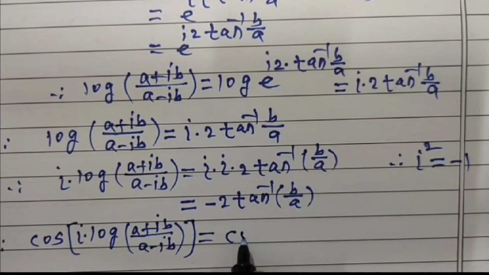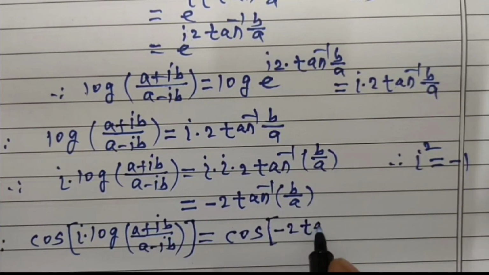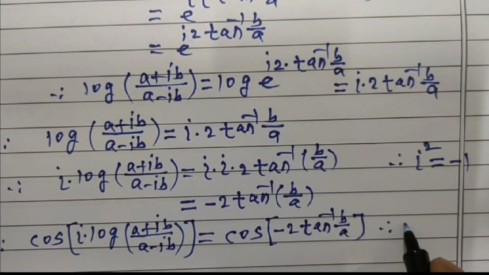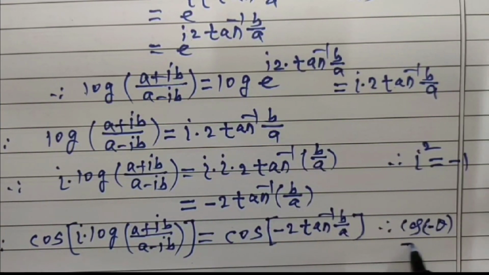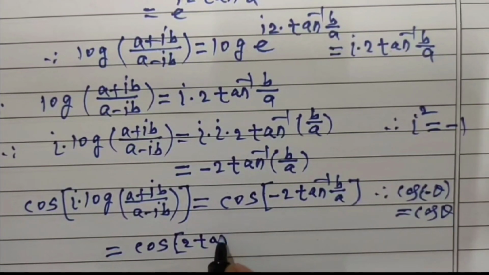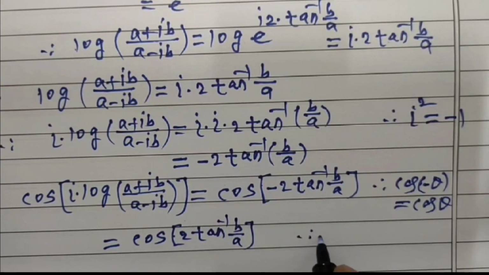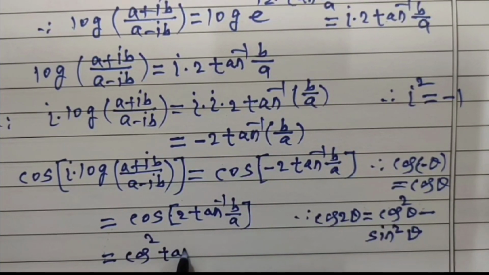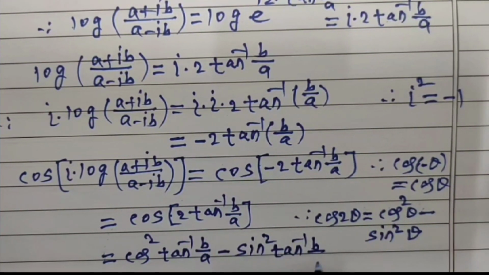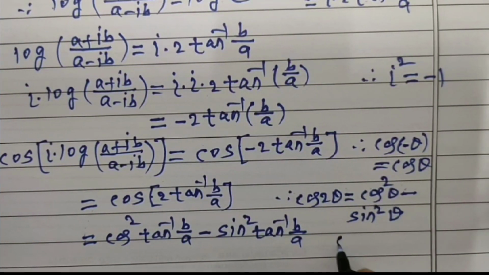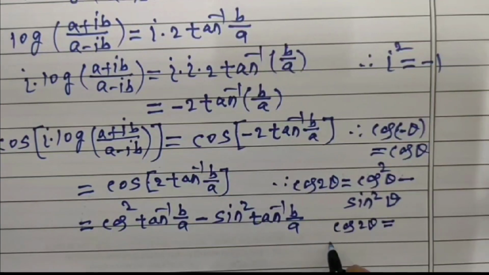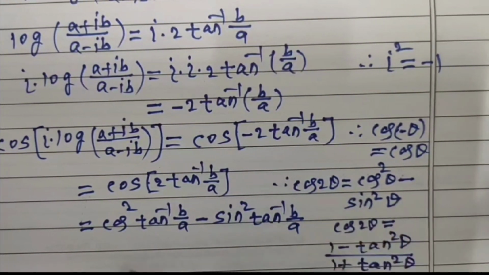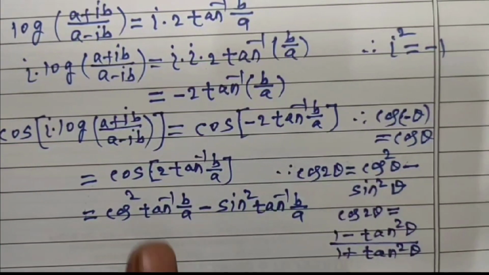And this is equal to cosine of minus 2 times tan inverse b upon a. But you know, cos of minus theta is equal to cos theta. This is equal to cos of 2 times tan inverse b upon a. But you know, cos 2 theta is cos square theta minus sin square theta. So this can be written as cos square of tan inverse b upon a minus sin square of tan inverse b upon a. As well, we know one more formula, that is cos 2 theta is equal to 1 minus tan square theta divided by 1 plus tan square theta. Instead of the first formula, you can apply this formula, that will be better as compared to that one.